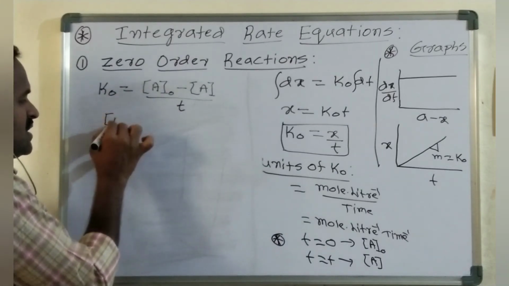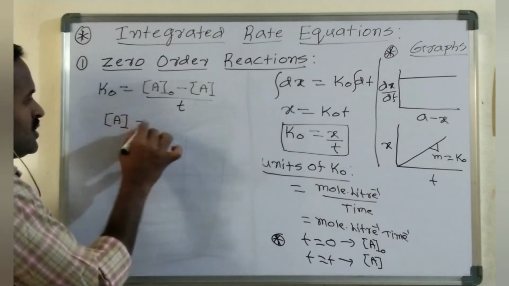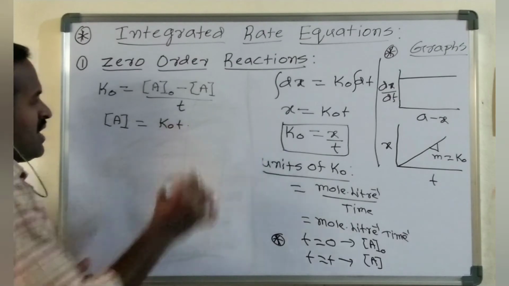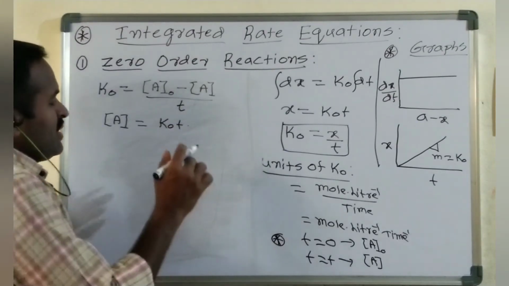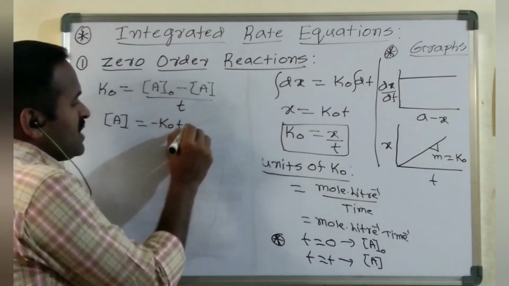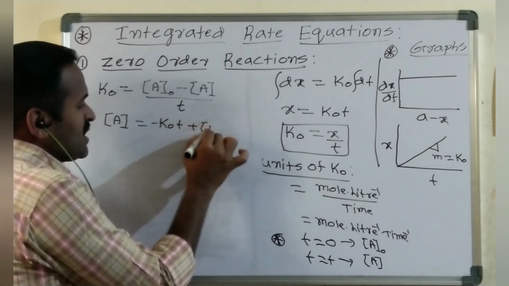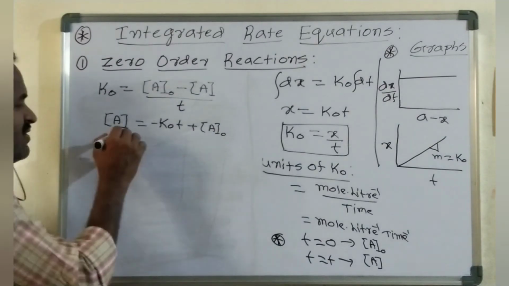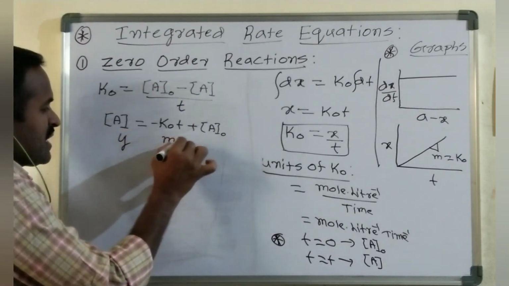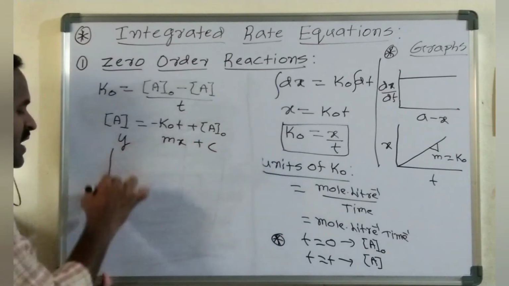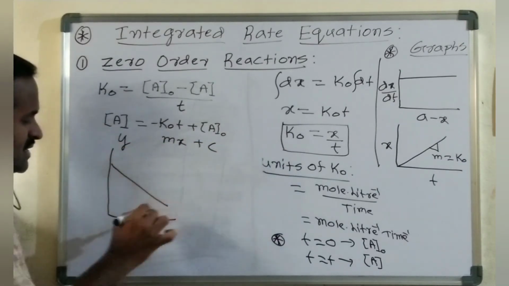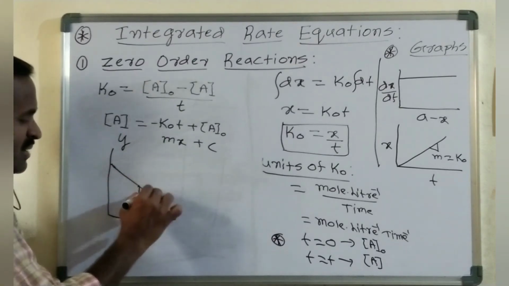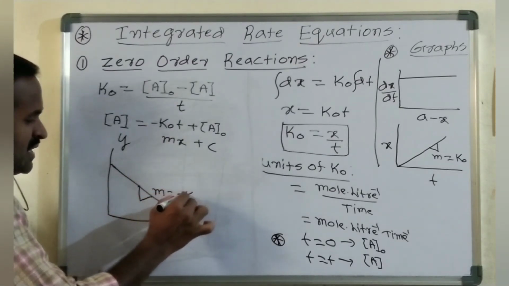So from this I can write the concentration of A is equal to, taking t to the other side, k naught into t, so you will get A equals minus k naught into t plus the initial concentration A naught. This is just like y equals mx plus c, and if you plot a graph you will get a negative slope, where the slope m is equal to minus k naught.